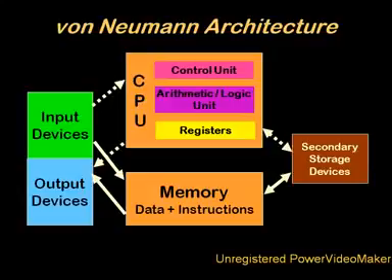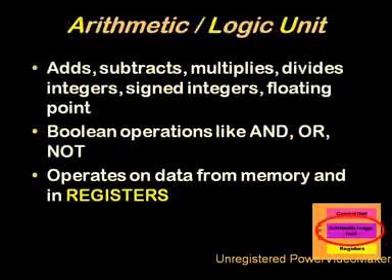Now, taking just one finer grained look inside the von Neumann architecture, the CPU itself is broken up into 3 pieces. The first of those pieces we'll talk about is the arithmetic logic unit. It's basically the place where all of that binary addition and negation, multiplication, and floating point operations and stuff go on. It does Boolean operations, and it operates on data from the memory, retrieved via a bus, and also in things called registers.